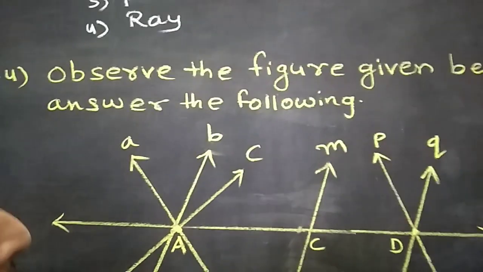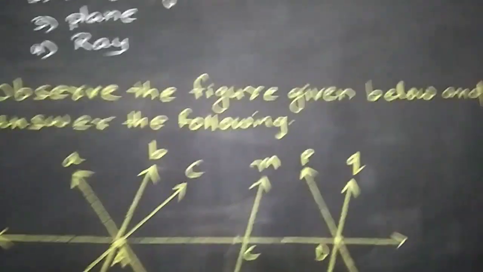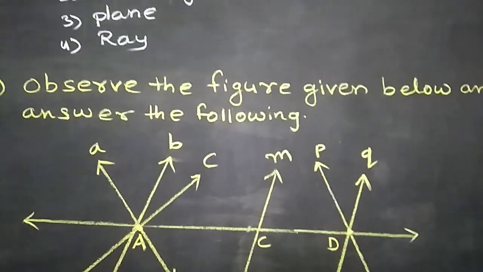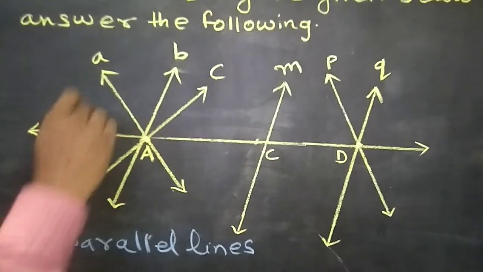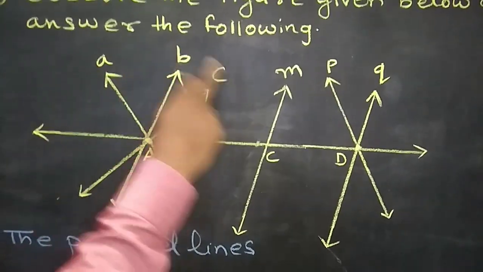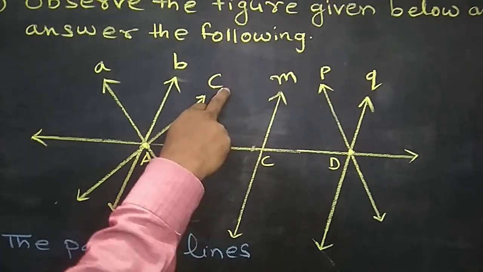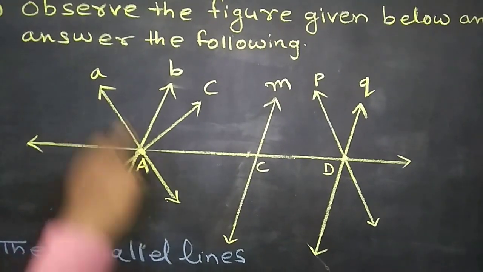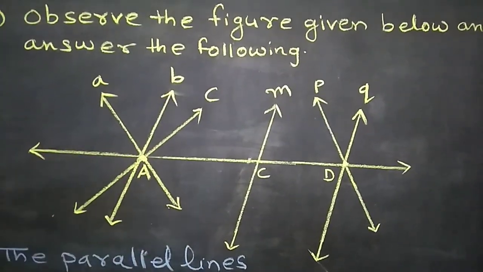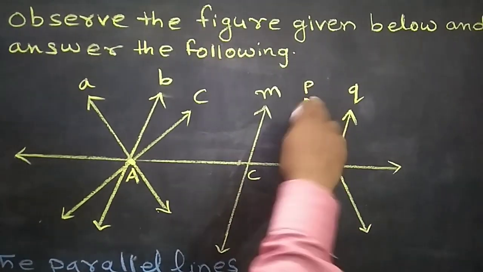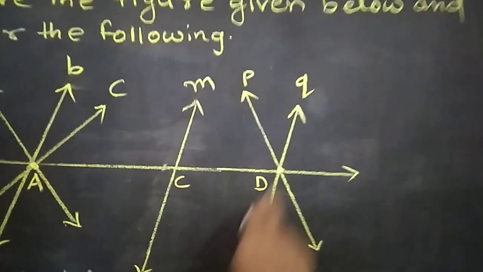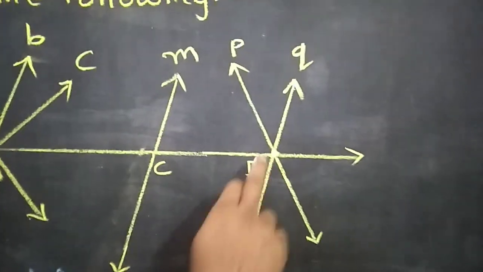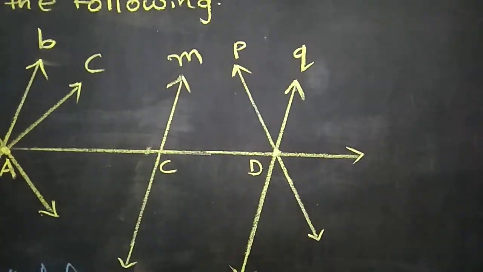Now move towards your question number 4. Observe the following figure given below and answer the following questions. This is the figure given here, and as we can see in the figure, line A, line B, and line C, all three lines are intersecting at a point A. So this will be your concurrence point, and these all will be your concurrent lines. Similarly, you can see here line P and line Q both are intersecting at a point D. So this will be your concurrence point, and these will be your concurrent lines.